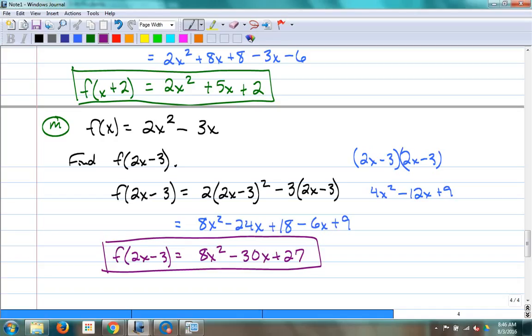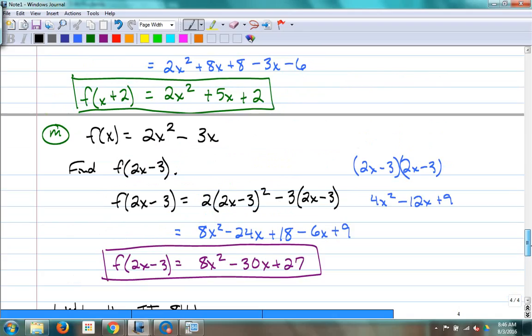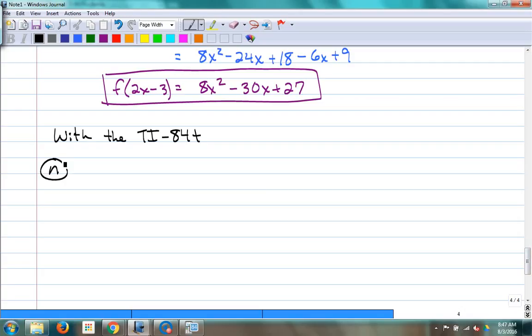All right, let's look at maybe using our graphing calculator to evaluate some number stuff. Okay, so this is an easy gig here, with the TI-84 Plus, whatever version you got of that. Example N. Let's say our function is f of x equals 3x squared minus 5x plus 7, and they want us to find f of 1.25.